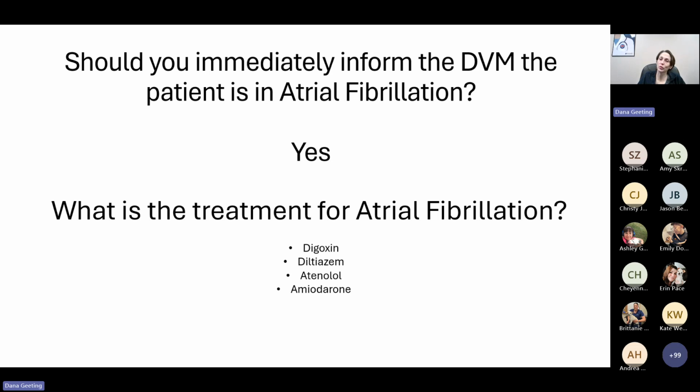So is this something that you would need to pull out the doctor and inform them that the patient is in atrial fibrillation? Yes. And then the treatment for AFib is usually medications. It's digoxin, diltiazem, atenolol, and amiodarone.